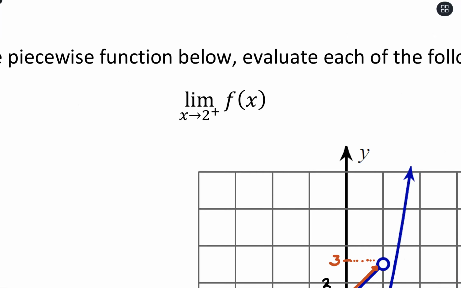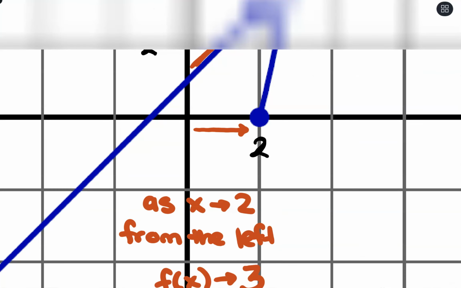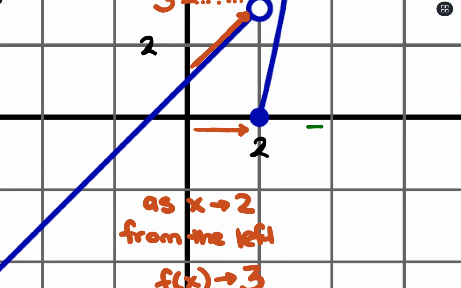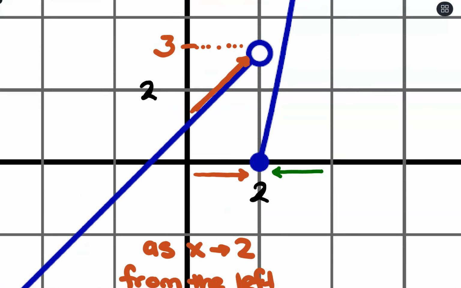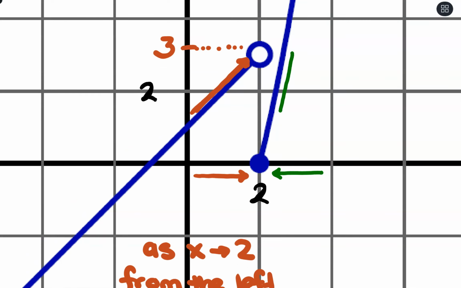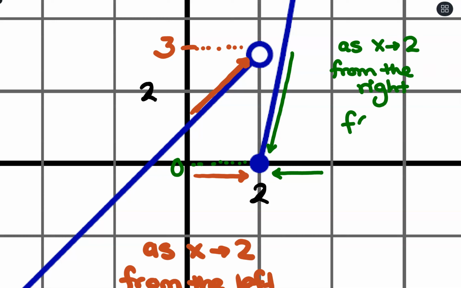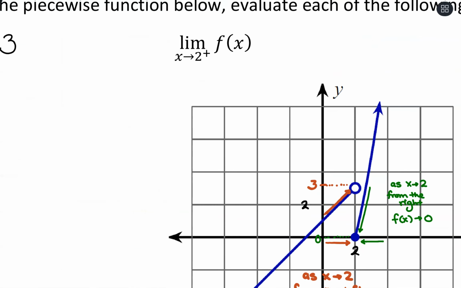Then our next one would be what's happening as x approaches 2 from the right. So now we're coming from this side. If we're walking along our function from the right-hand side and we want to know what our function is approaching, well, we're approaching the x-axis, which would be a value of 0. So as x approaches 2 from the right, our function is approaching a y value of 0. So our limit as x approaches 2 from the right would be 0.